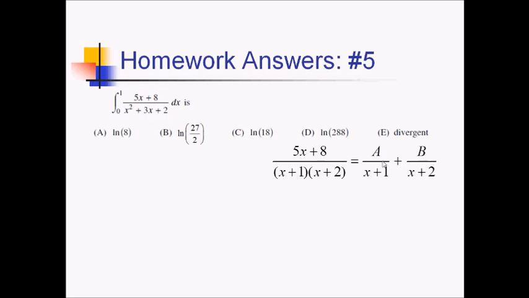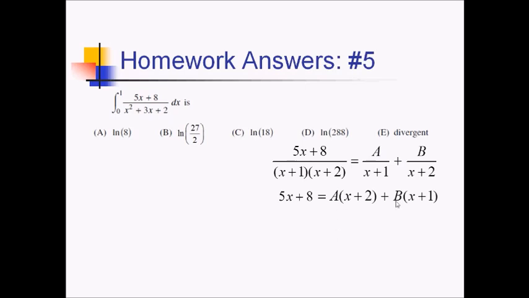Next, I'm going to multiply everything by this x plus 1, x plus 2 to get rid of the fractions. So that gives me just 5x plus 8 on the left. On the right side, the x plus 1s are canceling, so it's a times the x plus 2 that's left over. And these x plus 2s are canceling, so that's b times the remaining x plus 1.